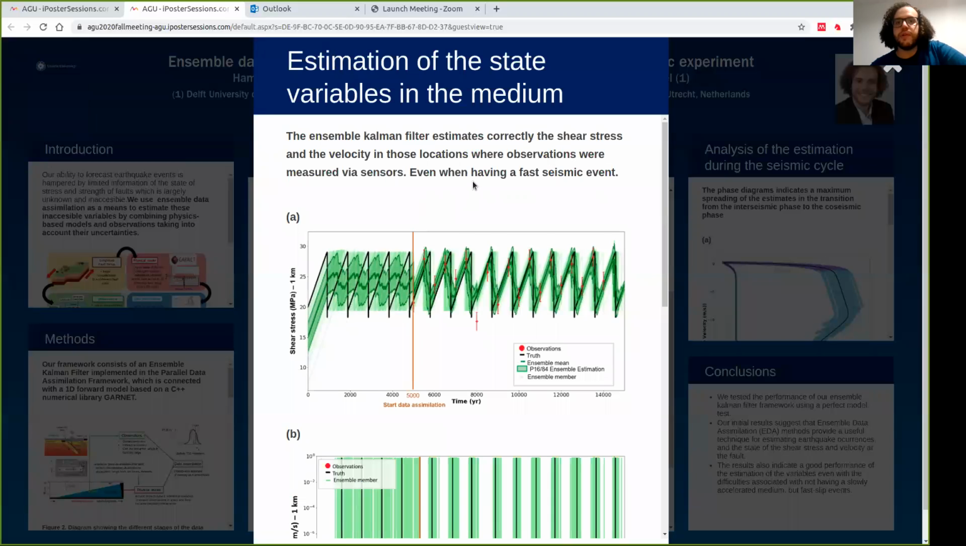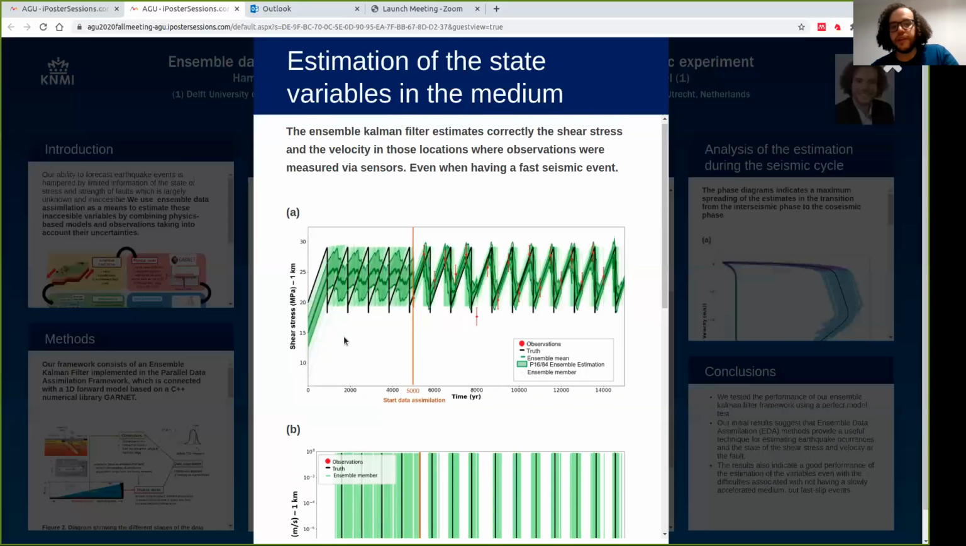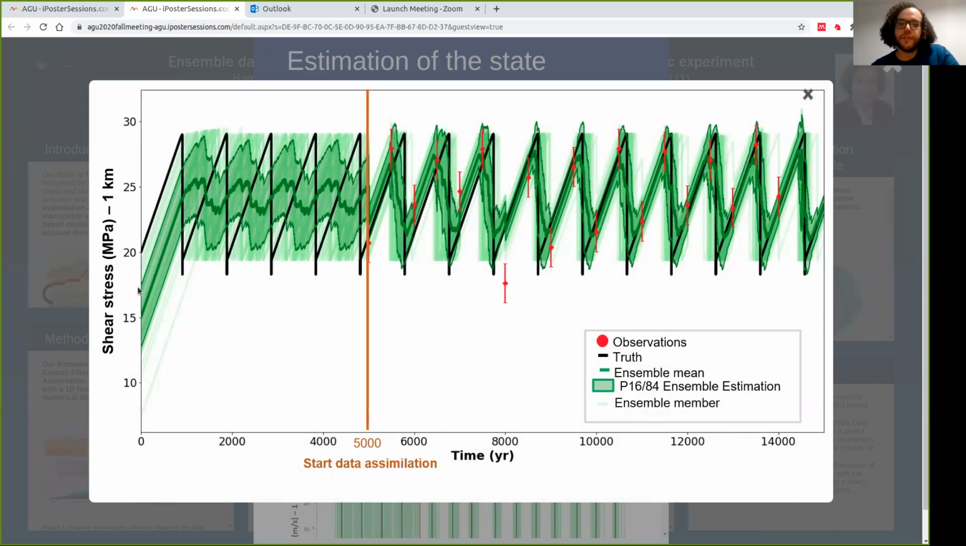First, we will look at the results of the estimation of the shear stress and the velocity in those locations where I have both sources of information, where I have my observations coming from my sensors, and also their information coming from my numerical model. Here, I will show you the different cycles that are represented first in the variable of the shear stress. The black line represents the truth that I am pursuing to best estimate via my filter.